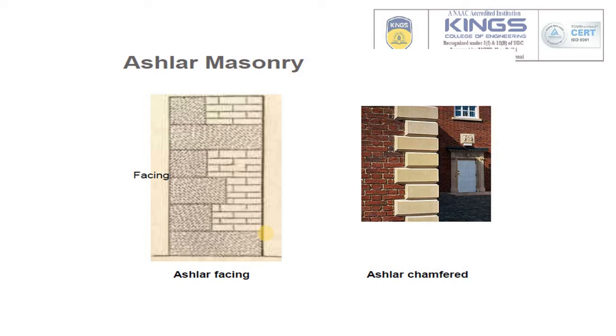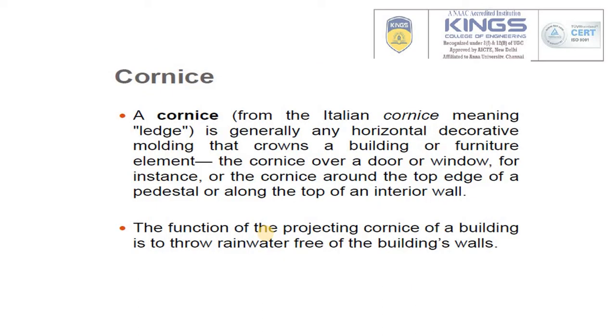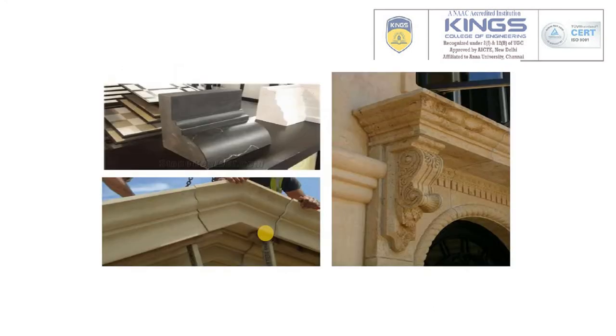Cornice comes from an Italian word meaning ledge. It is generally any horizontal decorative molding that crowns a building or furniture element, like the cornice over a door or window, or around the top edge of a pedestal or along the top of an interior wall. The function of the projecting cornice of a building is to throw rainwater free of the building walls. In ancient buildings, we see that the rainwater spills out from this area. So this is called a cornice.